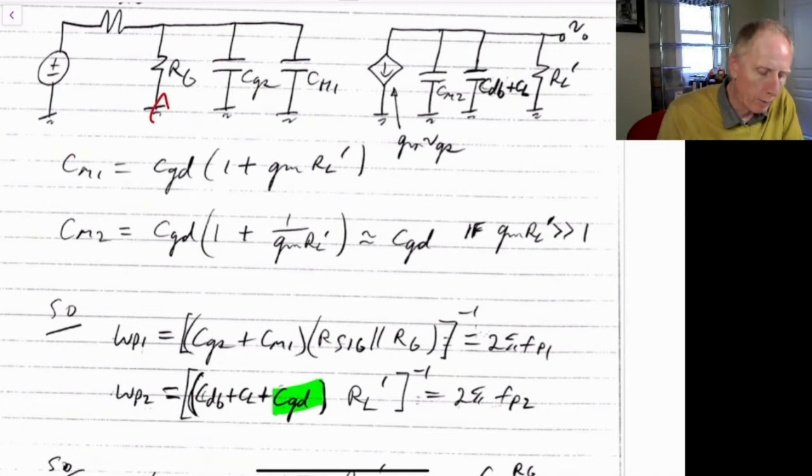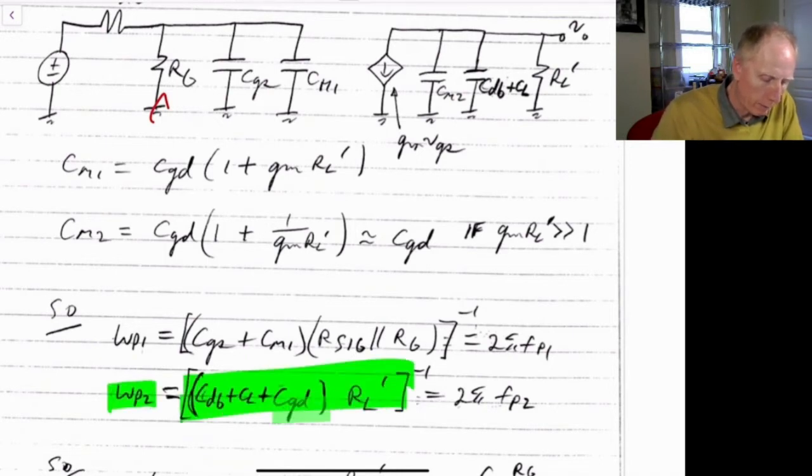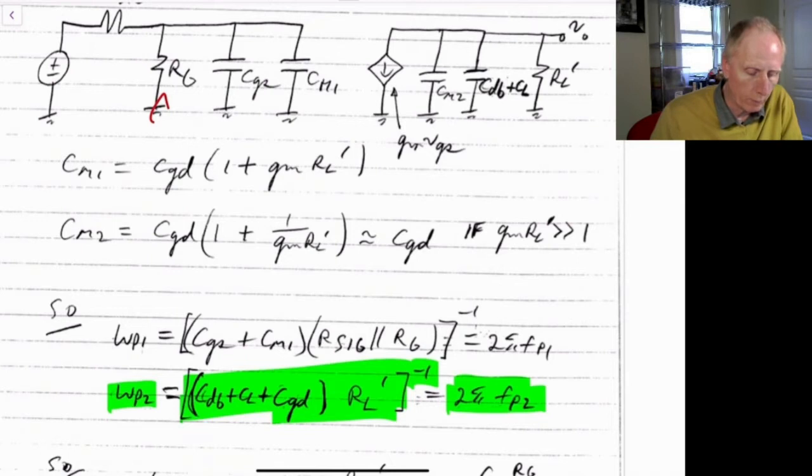Multiply that by the equivalent resistance it sees, and the equivalent resistance it just sees is RL prime up here. So this becomes the equation for the second pole, raised to the -1. And again, this would be what the pole frequency would be in hertz. We would divide by 2 pi.